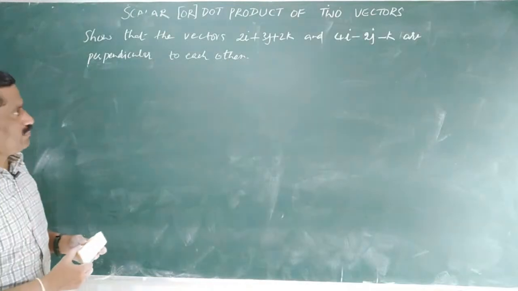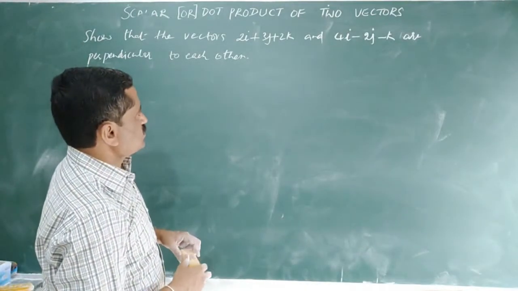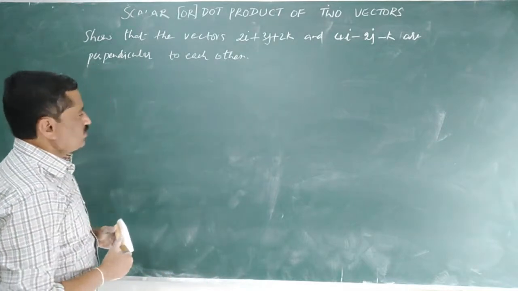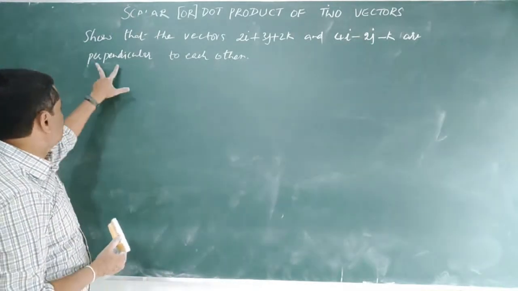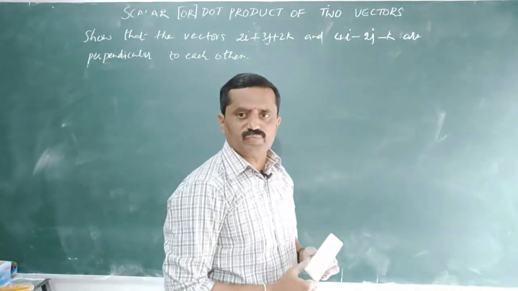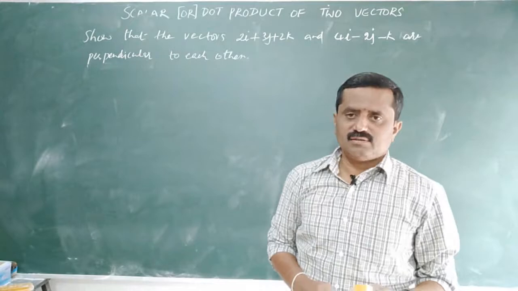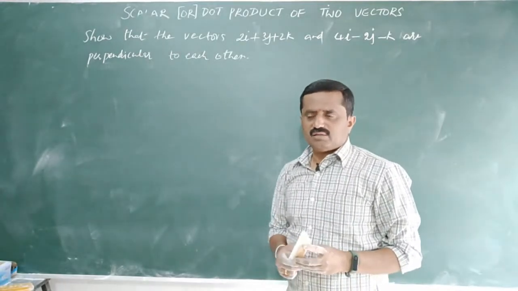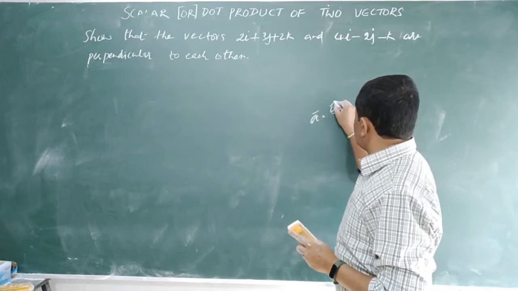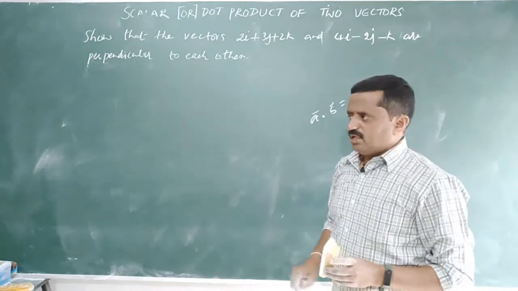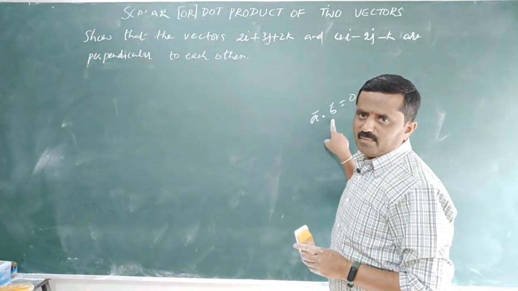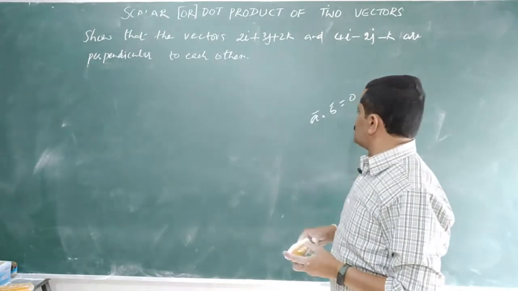Show that the vectors 2i plus 3j plus 2k and 4i minus 2j minus k are perpendicular, that is, orthogonal to each other. To show that any two vectors are perpendicular, the dot product of the two vectors must be equal to 0. If the dot product of two vectors is 0, then we say that a bar and b bar are perpendicular to each other.